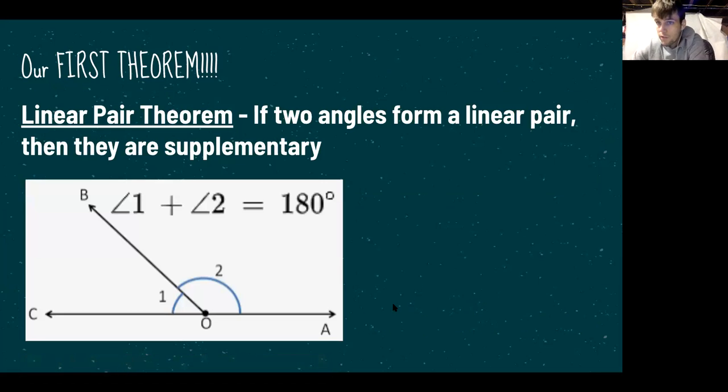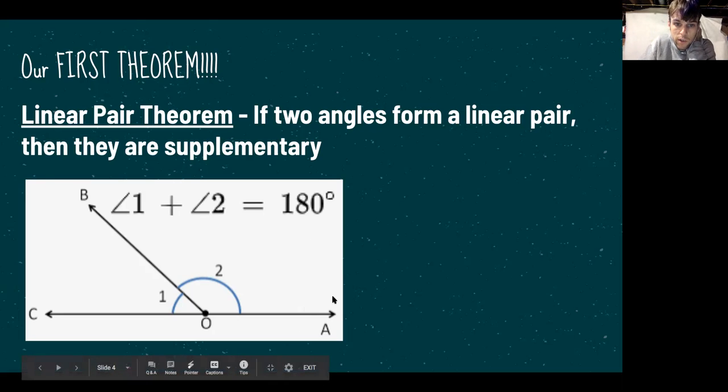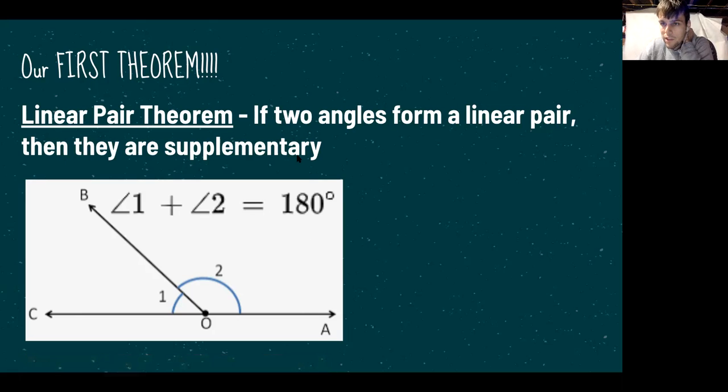And that leads us to our first theorem. Relating to the protractor postulate that we learned before, we know that a straight line has a measurement of 180 degrees, or 2 opposite rays make 180 degrees, and all of the angles in there can be put in a 1-to-1 correspondence with the numbers from 0 to 180, so from 0 degrees all the way over to 180 degrees. The linear pair theorem says if 2 angles form a linear pair, then they are supplementary.